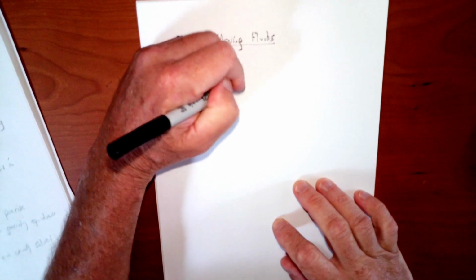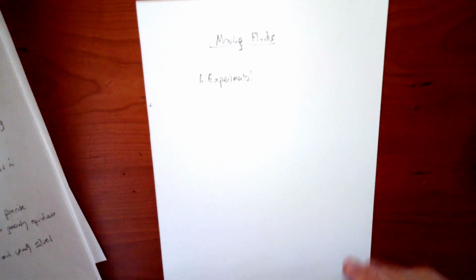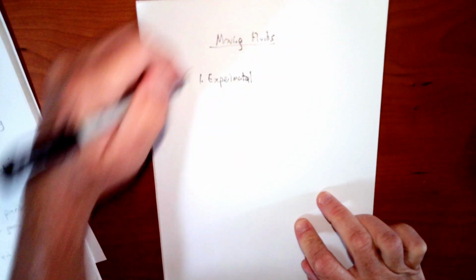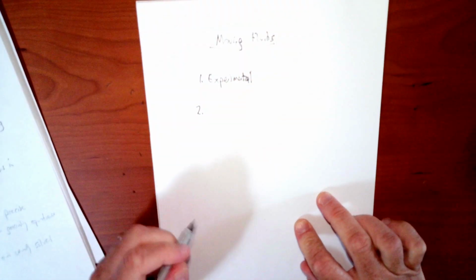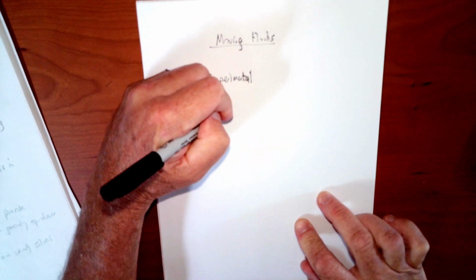So obviously you can go to the lab, as you will, and you will study fluids in actual motion, take measurements, and figure out in that way how fluids actually move. So experimental is number one. Number two, the one that I like the best, is differential equations.